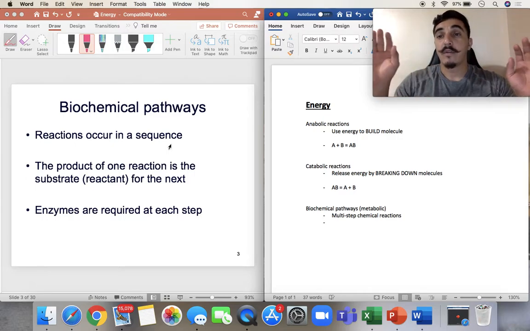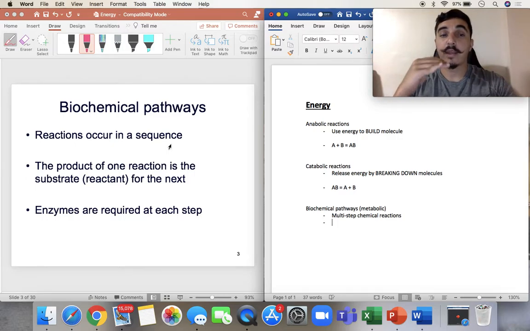It's not just whatever happens. No, it's a step by step process. The product of one reaction is a substrate or reactant of the next. So substrate equals reactant. So substrate and reactant is just whatever you're gonna use or whatever you're gonna break down.